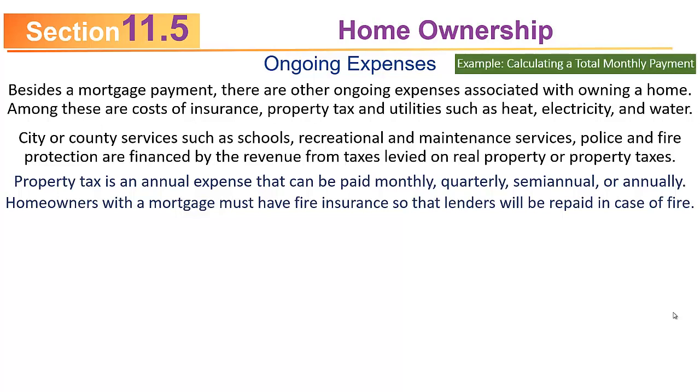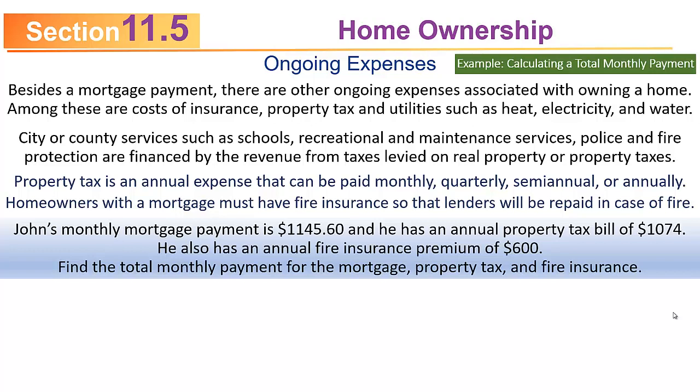Let's do an example. Suppose John's monthly mortgage payment is $1,145.60, and he has an annual property tax bill of $1,074. He also has an annual fire insurance premium of $600. Find the total monthly payment for the mortgage, property tax, and fire insurance. In other words, put it all into one sum.